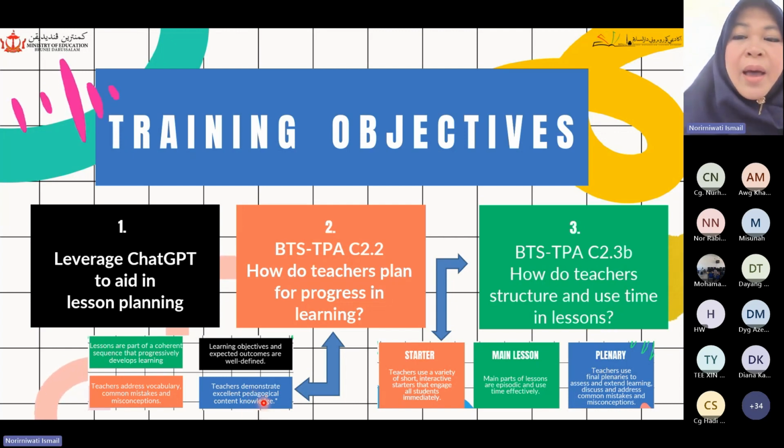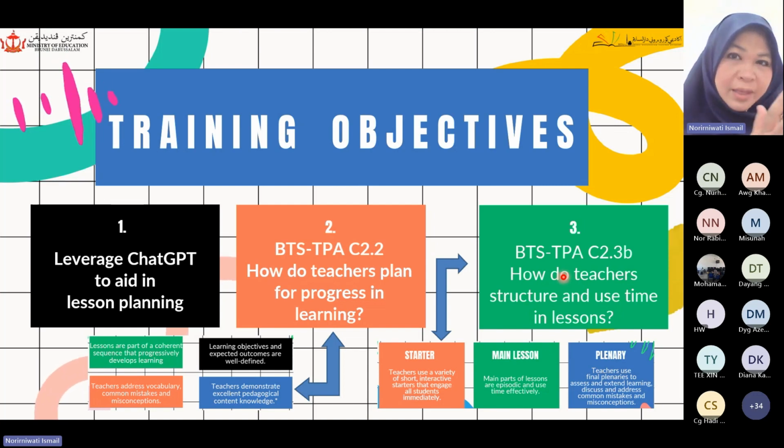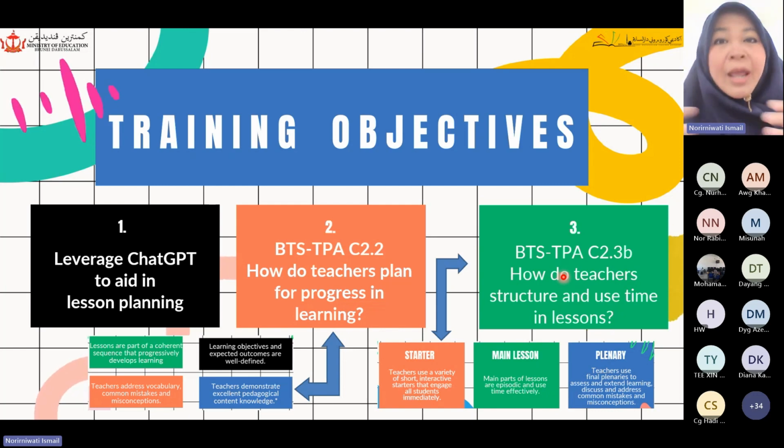And the third one, summary for BTS TPA rubric C2.3b, where you structure your lesson so that you deliver the starter first, you kick off with the starter activity, and then the main lesson, and then akhir sekali plenary. Ini lagi ada alasan in the board pasal ChatGPT sudah ajar kita ni apa jenis activity untuk starter sama plenary. And I also discuss with habis kita, how do we plan for effective starter and effective plenary juga.